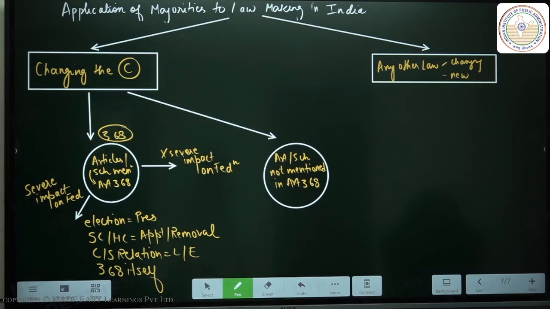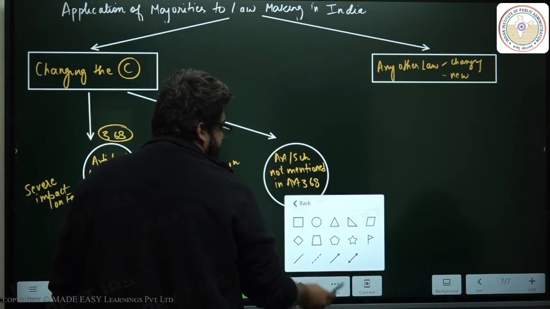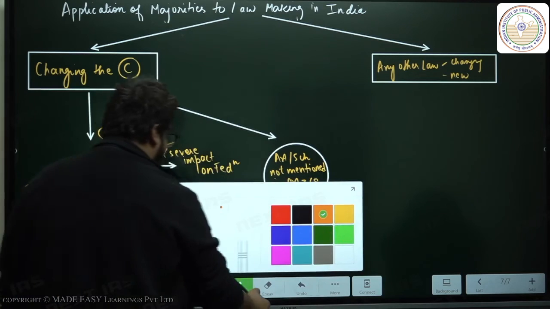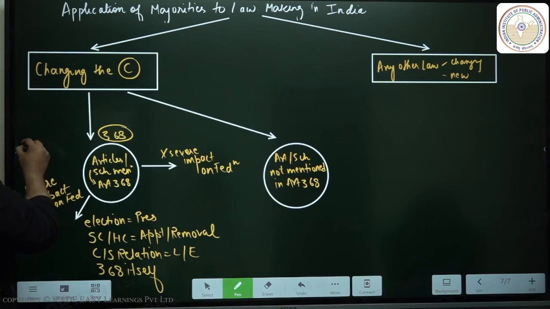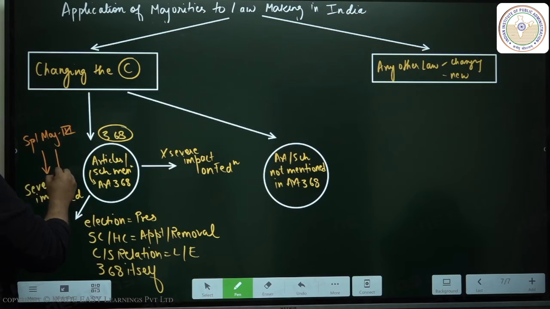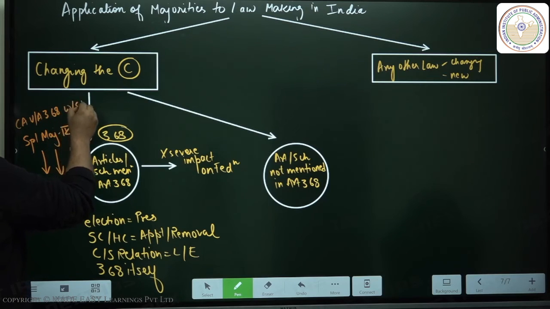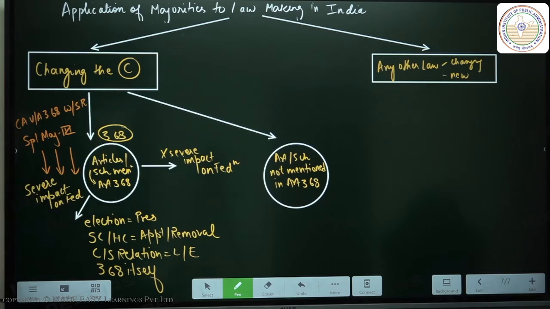Okay, 368 itself. Then it is a constitutional amendment under Article 368, but of a very very special kind. अब वो special kind क्या होगा? वो special kind ये होगा that you will require special majority 3 for these kind of amendments. This is a constitutional amendment under Article 368 with state ratification. Special majority 3.